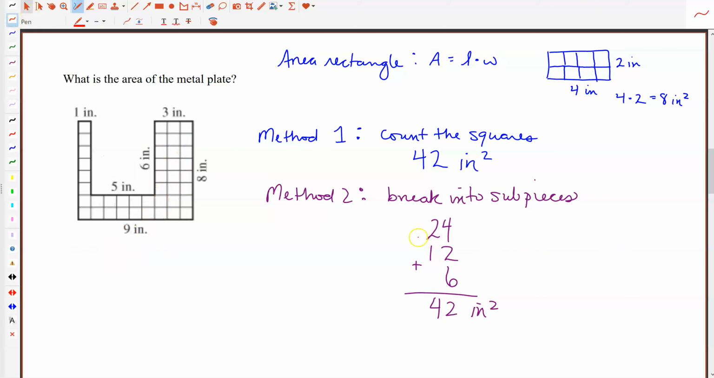And by the way, this is not the only way to break this into subpieces. There's lots of different ways that you could chop this up. Method 2 is to break this into smaller pieces where you can find the area of each piece and add them all together. But another way that you could do this, I'll call it method 3, is you could find the area of what I'm going to call the whole thing.